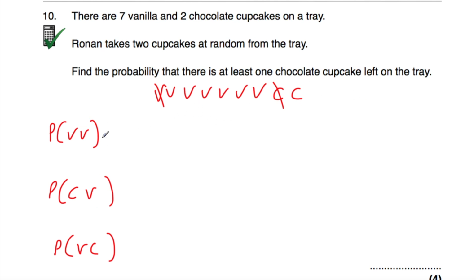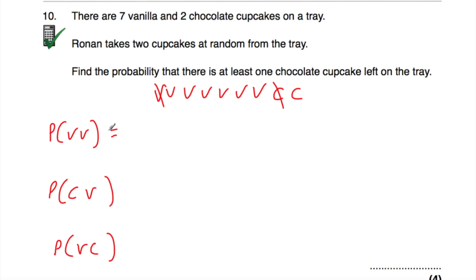One approach is to work out the probability of a vanilla and a vanilla, a chocolate and a vanilla, and a vanilla and a chocolate, and then we could add all those up, and that would tell us the probability of Ronan taking a vanilla and a vanilla, a chocolate and a vanilla, and a vanilla and a chocolate, and all of those options would leave at least 1 chocolate cupcake on the tray. Or we could work out the probability that Ronan takes 2 chocolate cupcakes, so the one that doesn't work, and then take that away from 1, and then that'll give you the same answer. So I'm going to use this approach to begin with.